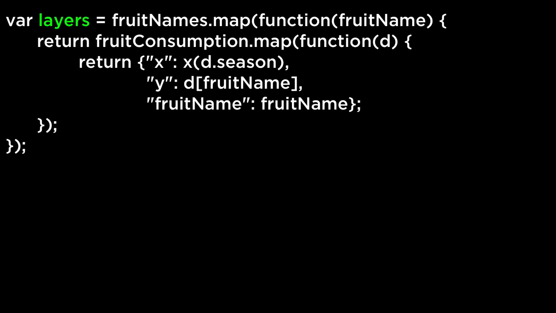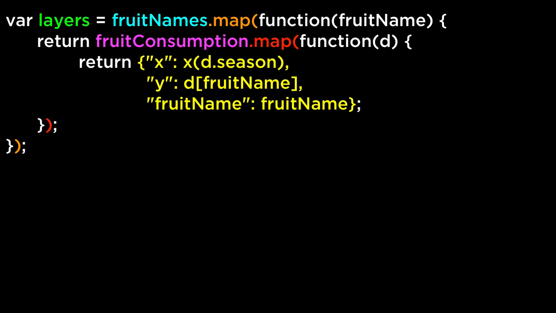Now we get to the code where we construct the layers. We want to construct 3 layers where each layer represents a fruit. So the code starts with the fruit names and does an array map. This first array map takes a fruit name and uses it within a function. This function will return an array where we take the fruit consumption array of objects and do a second array map. This second array map takes one of the data objects and uses it within a function. This function returns an object with 3 keys. The keys are x, y, and fruit name. The values of these keys are important.